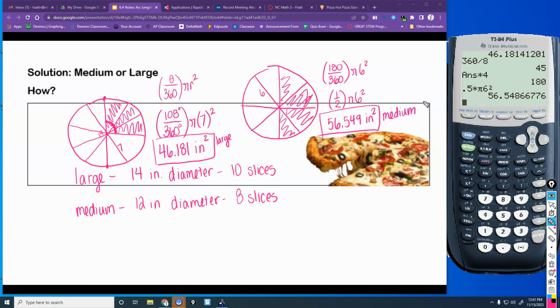So which one would you go with if you want the most pizza? You want to go with those medium pizzas, right? You would get more pizza for that, and not just because you're getting more slices, right? So, very important. Next time you order pizzas, go into this level of depth here.